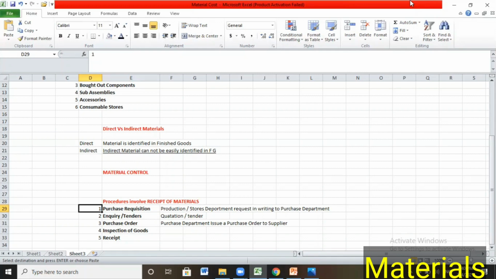Purchase department does not purchase any material on its own. It requires a written purchase request. So that is called purchase requisition, which contains the name of item, description, code, unit, quantity, delivery date, required place, even where it should be needed is also mentioned. Second thing is inquiry or tender.